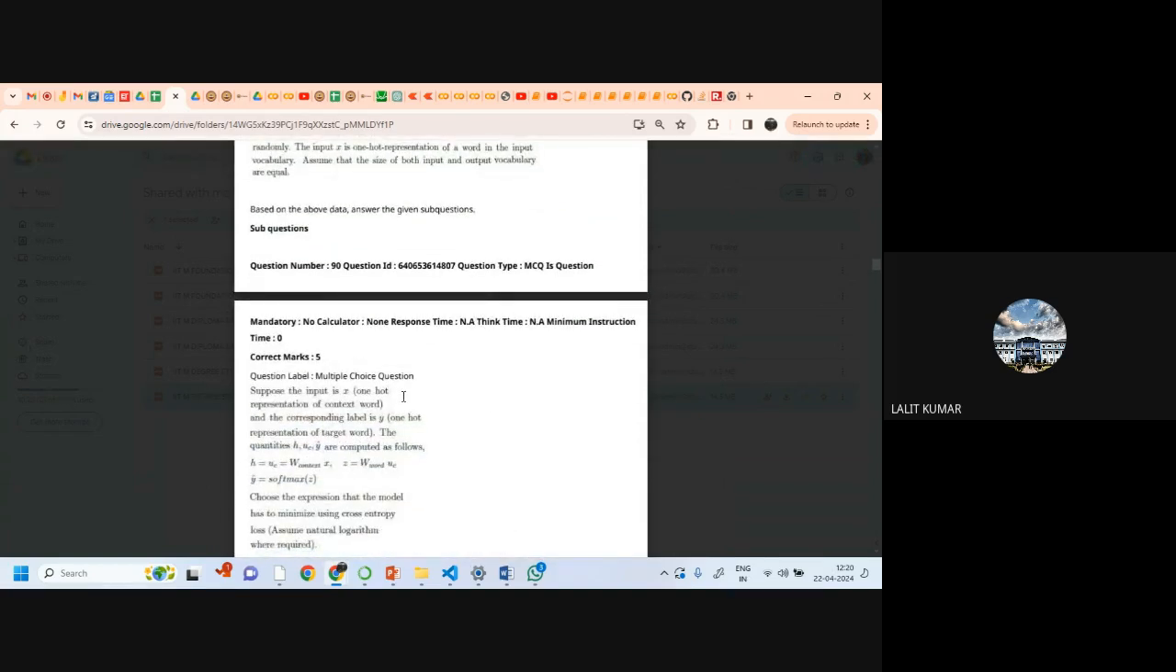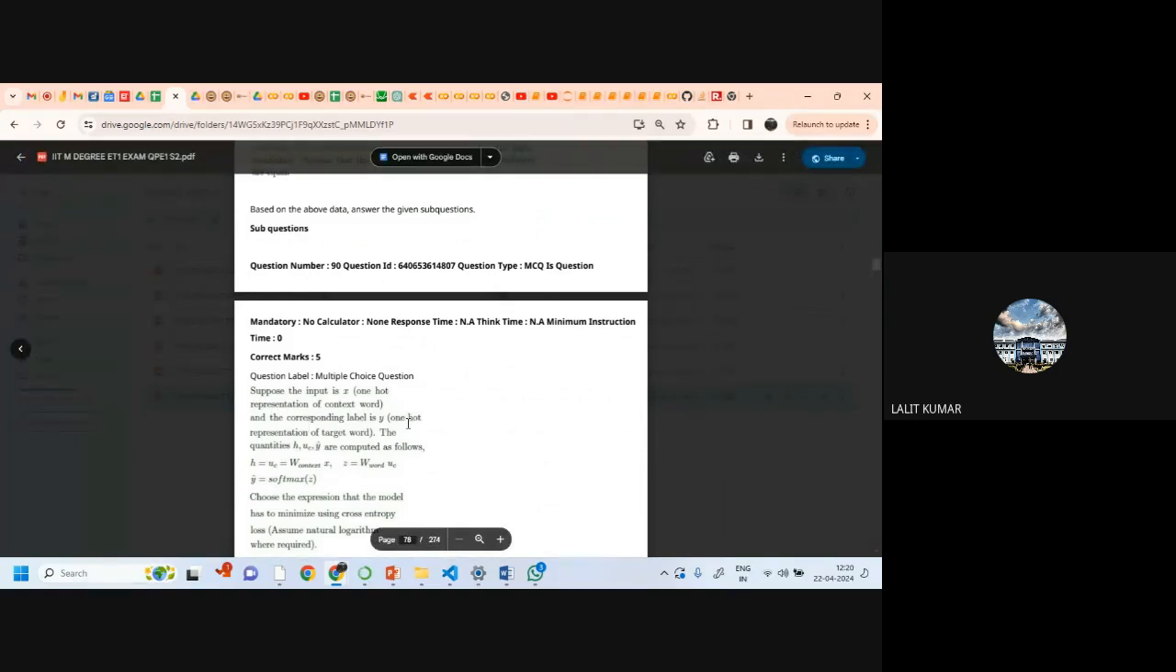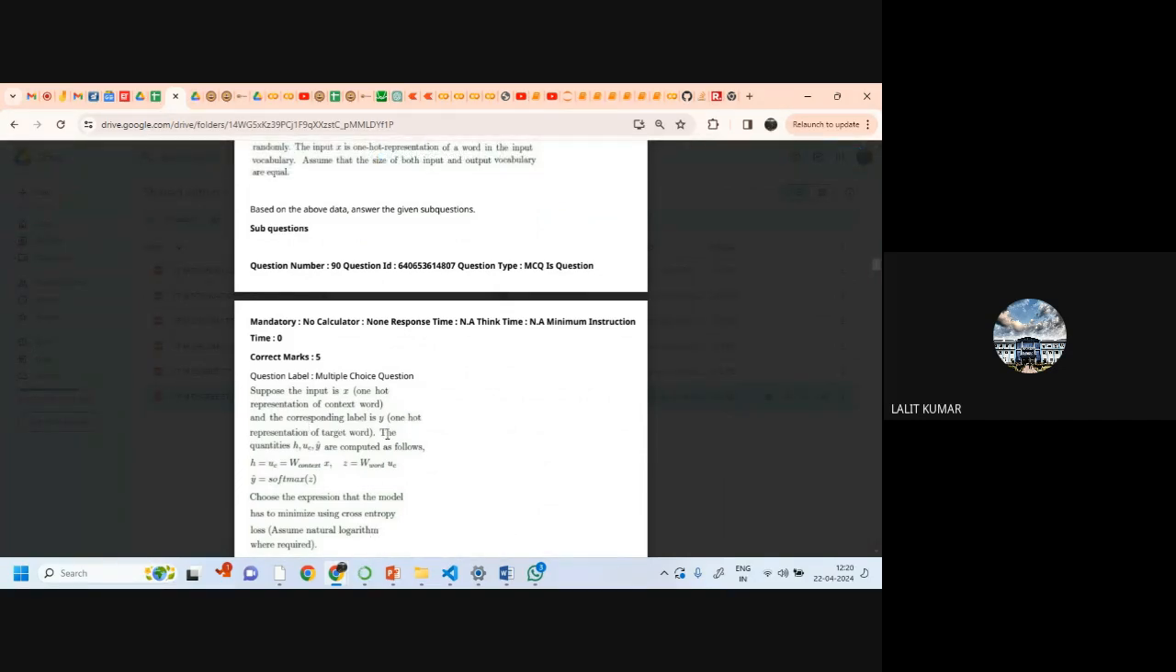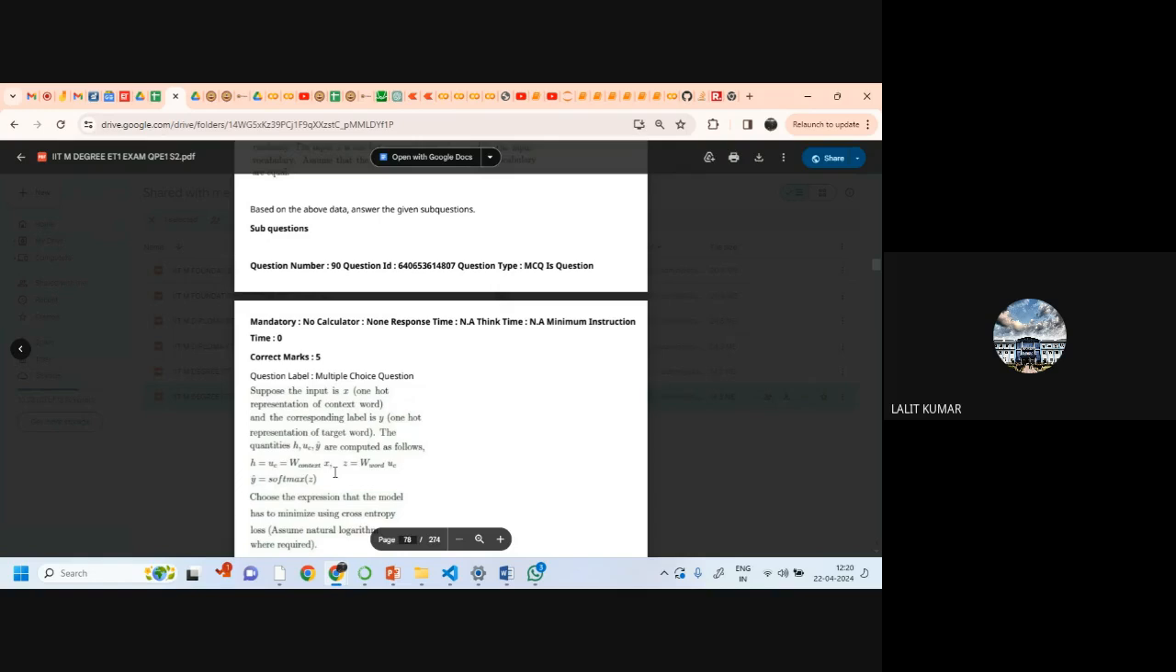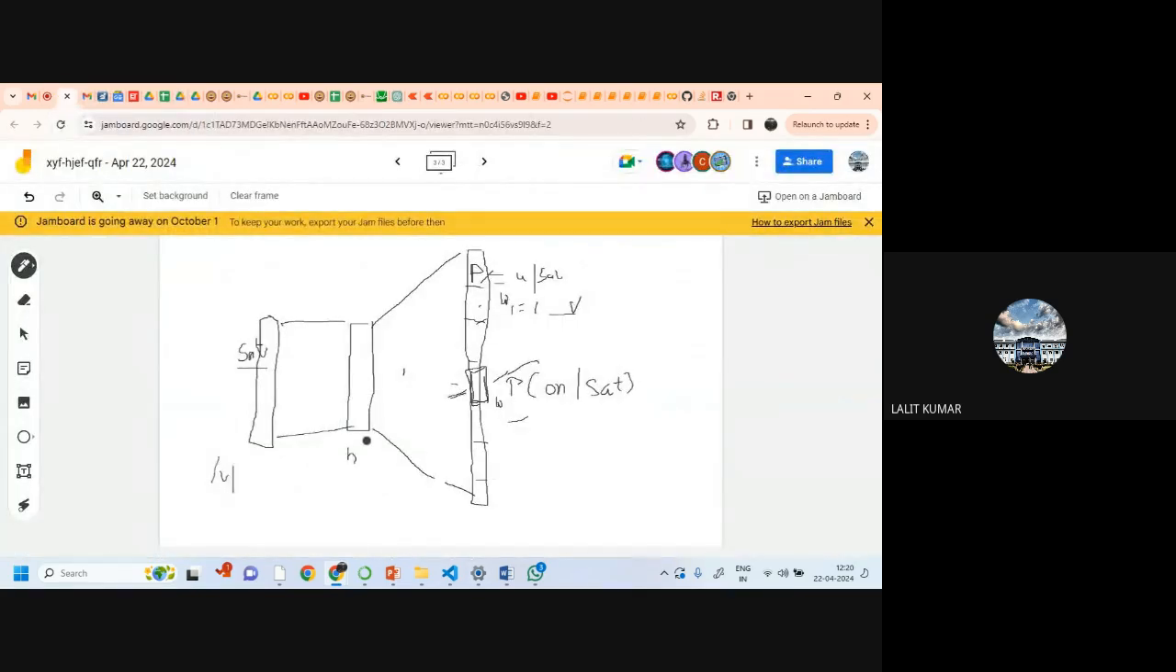Suppose the input is X, the one hot representation of the context word, and the corresponding label is Y, the one hot representation of the target word. The quantities H, UC, Y hat are computed as follows. H is equal to UC is equal to W context into X. So this is W context into X.